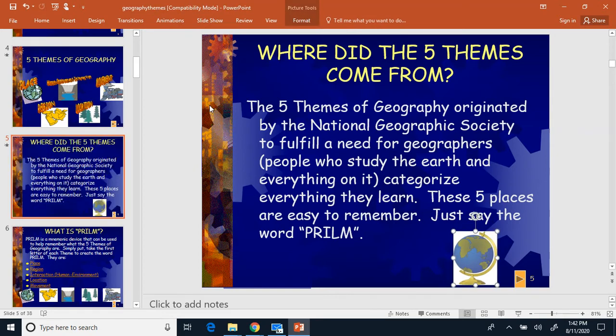So where do the 5 themes come from? Well, the 5 themes of geography start from the National Geographic Society. The National Geographic Society is the one who came up with them. They fulfill a need that geographers have. Geographers are people who study the earth and everything on it. This just helps them to categorize the things that they learn.